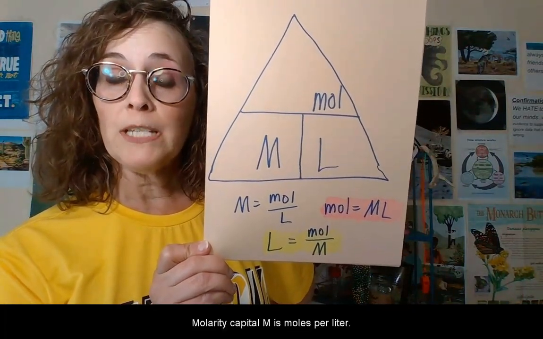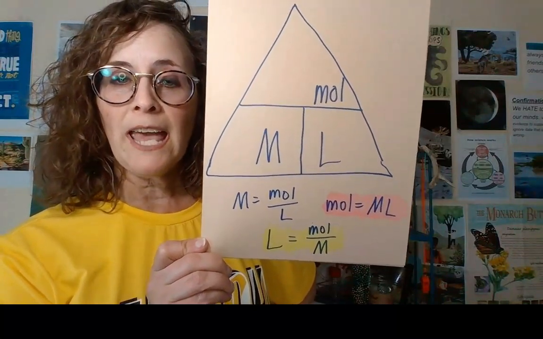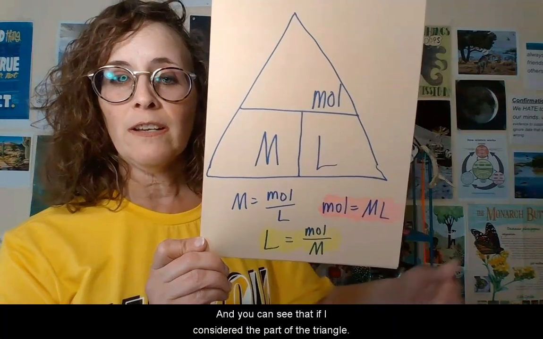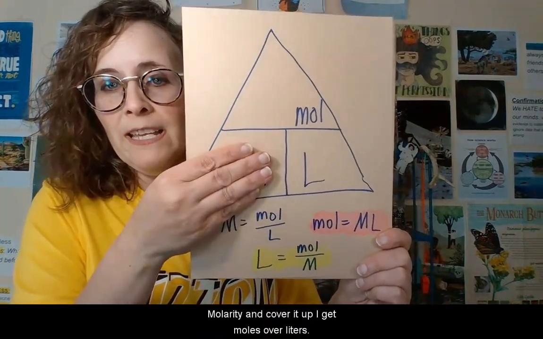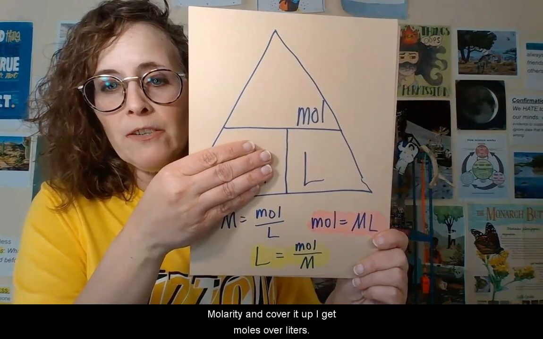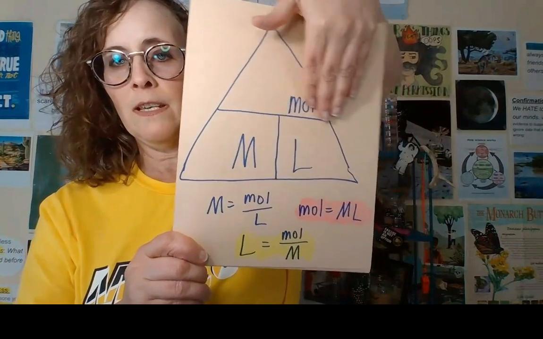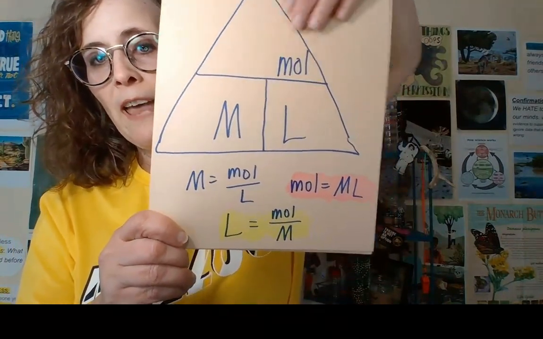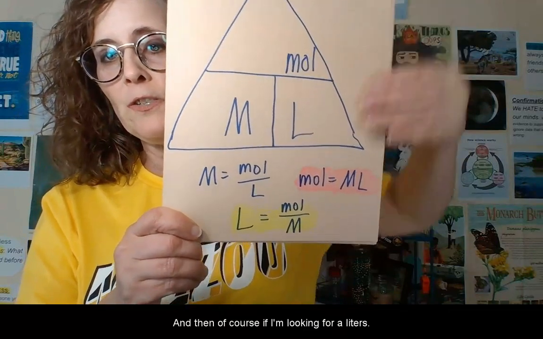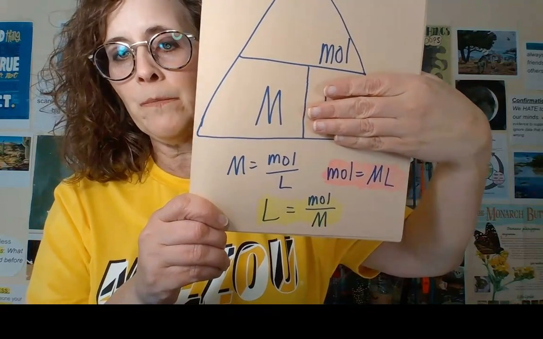Molarity, capital M, is moles per liter. That's the equation with no background on it. And you can see that if I consider the part of the triangle that's molarity and cover it up, I get moles over liters. And then the pink one is moles. If I'm looking for moles, it's molarity times liters. That's your pink equation. And then, of course, if I'm looking for liters, what's left in my triangle? Moles over molarity. It's just a trick, okay?